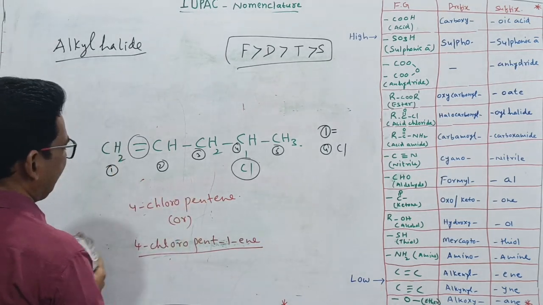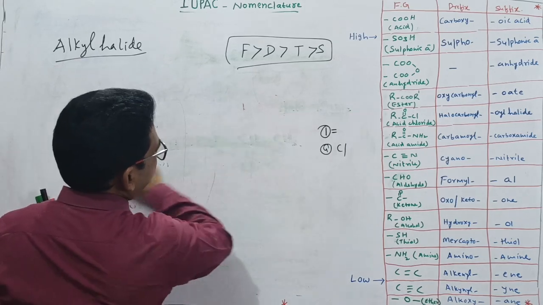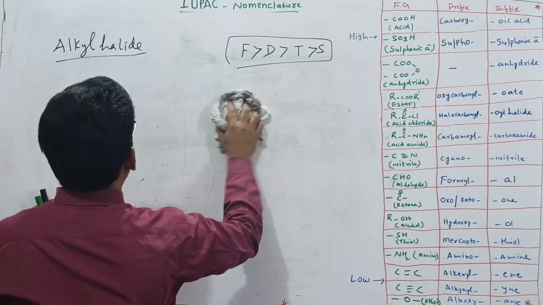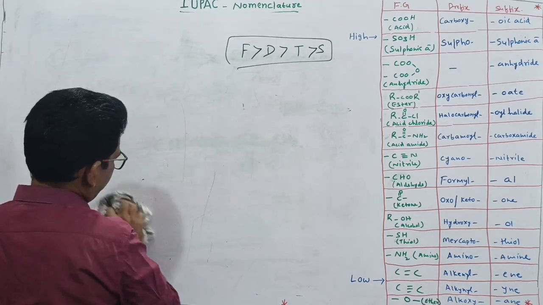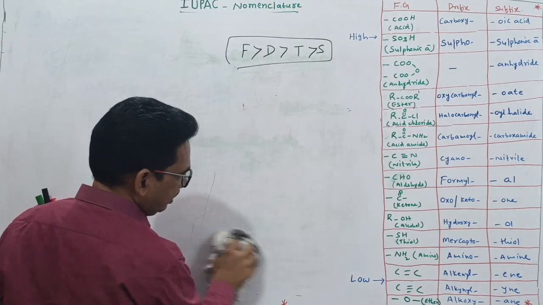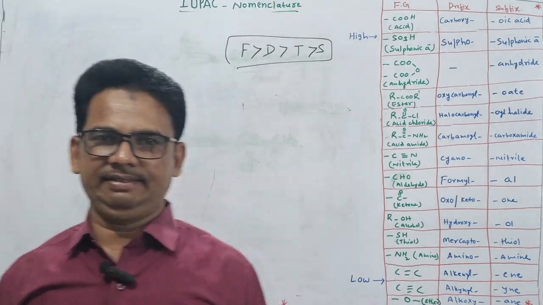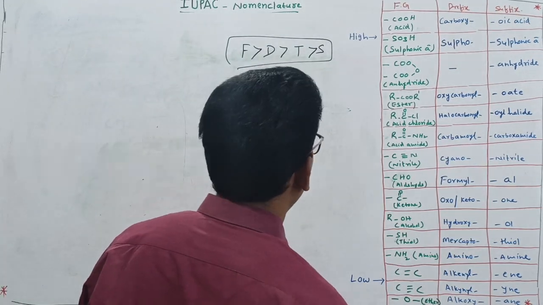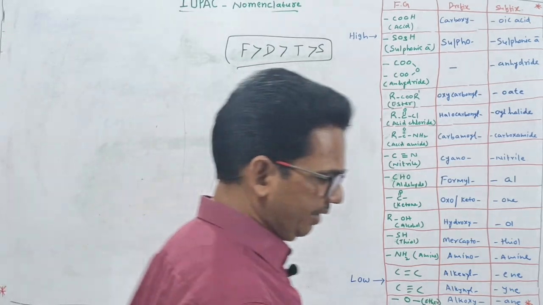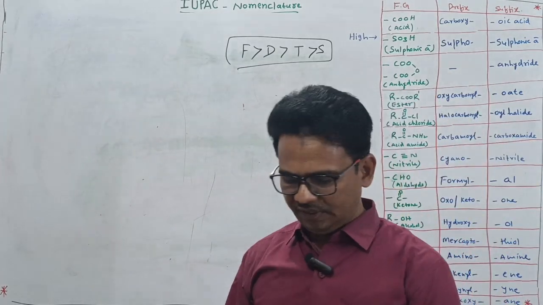Like this, you can practice a number of examples. But remember this rule, FDTS, very very important. In no books will this rule FDTS be mentioned like that. Okay, now we'll go one by one through the functional groups. We will discuss how we are going to give the nomenclature for the functional groups.